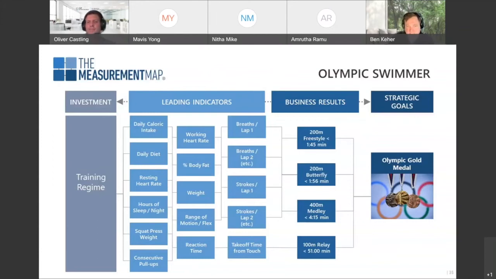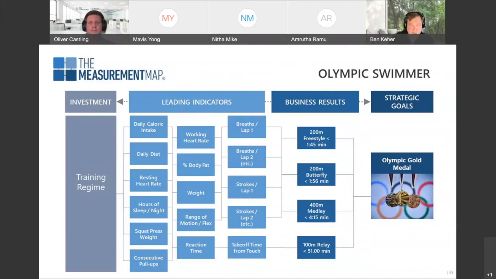And to get there, I need to qualify for the Olympics, so I need these results. I need freestyle times, butterfly times, etc., under certain times. Now, I can't just go and design a training regime based on that. I need to go deeper. What are my leading indicators? How many breaths am I taking in key laps? How many strokes am I taking? What's my takeoff time like?